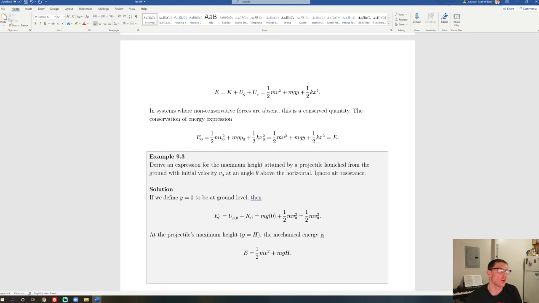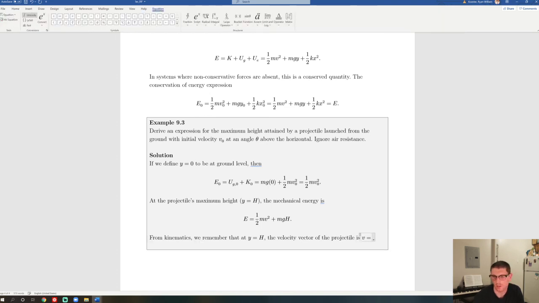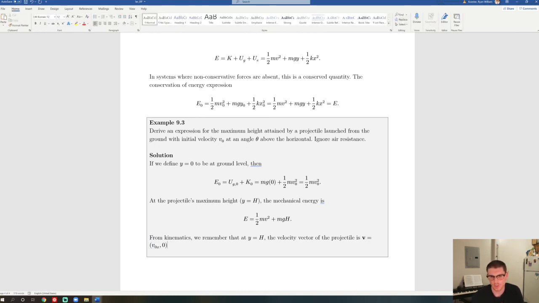Anyway, we have to now think back to what we know about kinematics, right? And I'm going to say from kinematics, we remember that at y equals big H, the velocity vector of the projectile is v initial, right? Because remember, one of the big ideas about projectile motion was that the x component of velocity doesn't change, and this is a vector. And we could write this explicitly by using cosine. We just write cosine theta, and then the y component is, as always, 0 at the maximum height, right? So you might be wondering why we're doing this, but we are going somewhere, I promise.